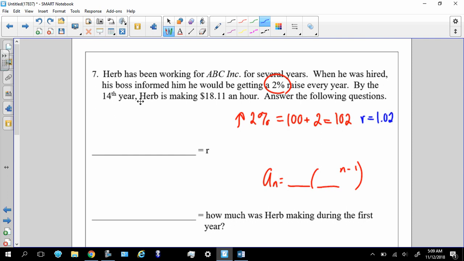By the 14th year, A of 14 is equal to 1811. Answer the following. Well, my r is 1.02. Alright, that was easy. So how much was Herb making the first year? We have to find our first term. The only thing we have is our 14th term, so that's going to be 1811, and n will be 14.